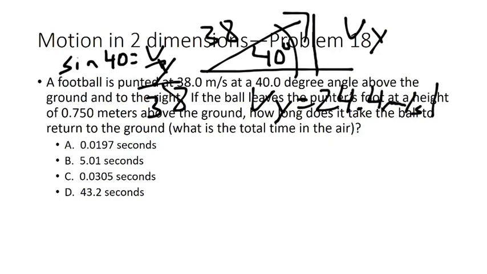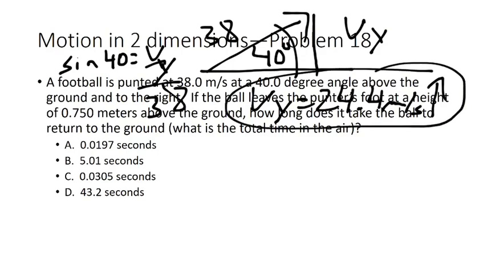And initially, that's in the upward direction. So we know the time in the air is going to be completely dependent on vertical quantities. So this is going to be our initial vertical velocity. We're going to end up with a vertical displacement of negative 0.75.